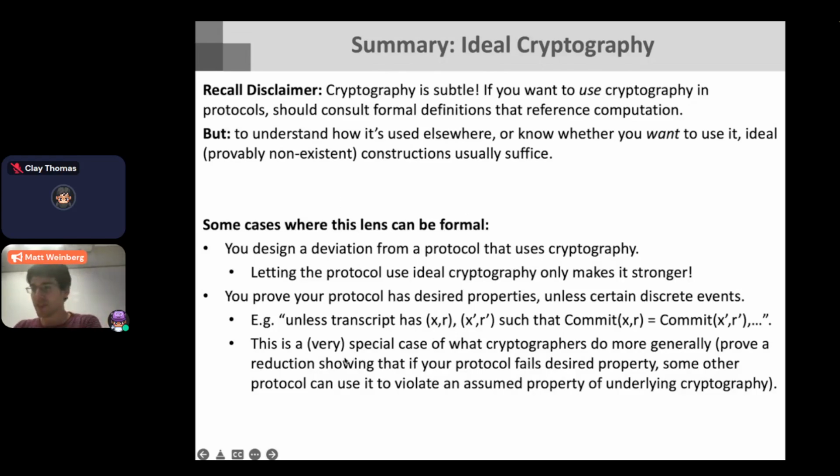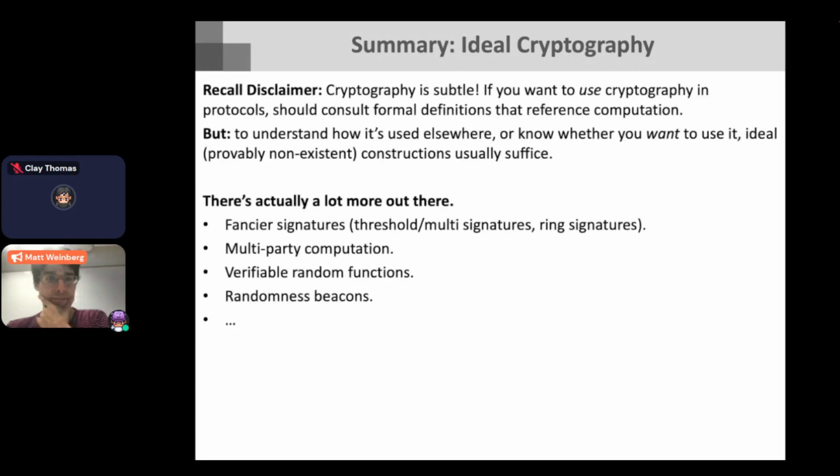And the point is, this is a very special case of what cryptographers do more generally. What cryptographers do is show that I've designed a fancy protocol, and if this protocol doesn't have this property, then some fancy property of the cryptography I use doesn't hold, and that's a contradiction. So there are some very special cases of that that I don't think are so fancy, that we can do. But for some of the more advanced ones, there's a lot of machinery in cryptography to do that well.